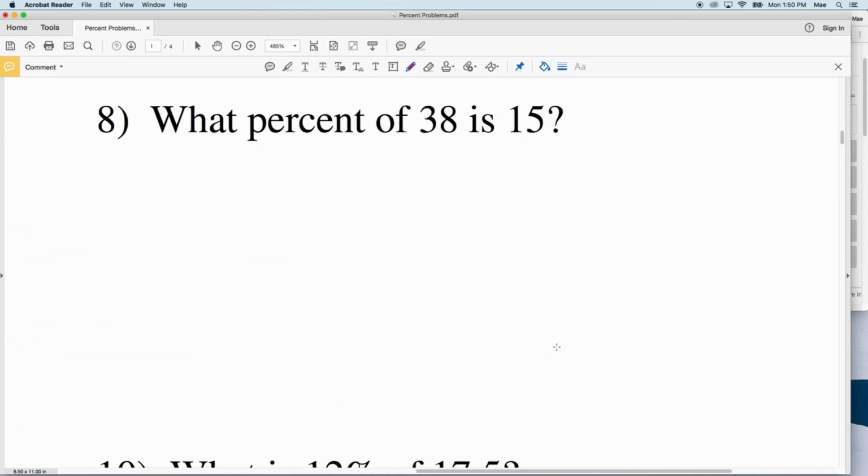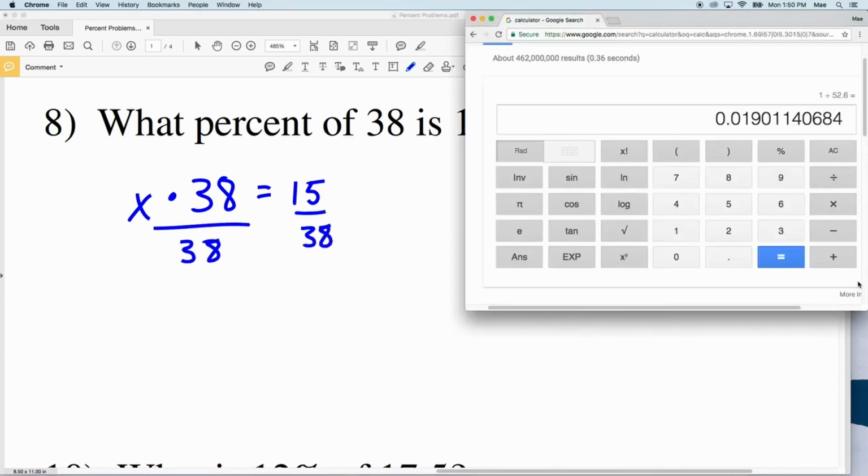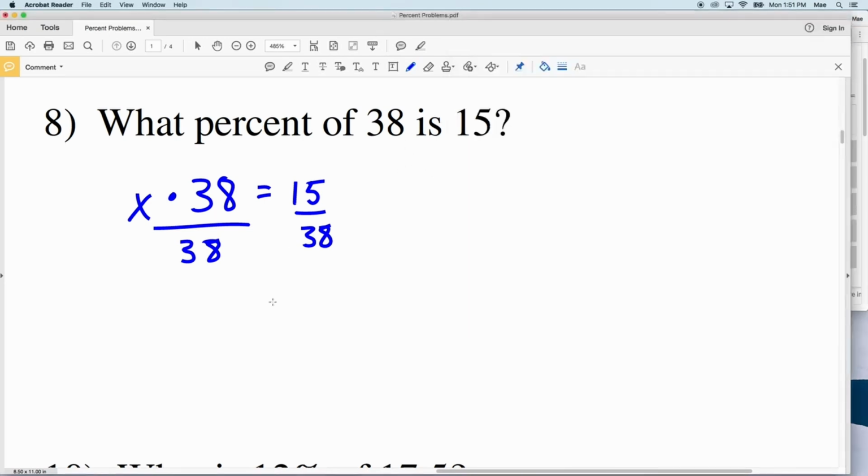And lastly, number 8. What percent of 38 is 15? So we're looking at some percent x of 38, so the percentage multiplied to the 38, and that's equivalent to 15. And this percent is in decimal form currently. So when we divide both sides by 38, we're going to get a decimal. 15 divided by 38 will give us 0.3947, which rounds to 0.395.